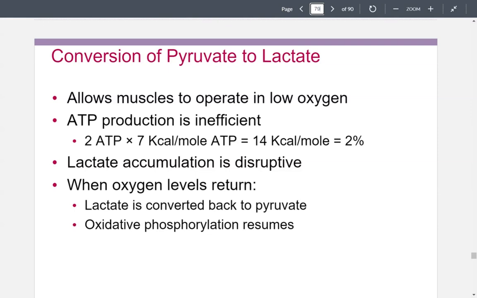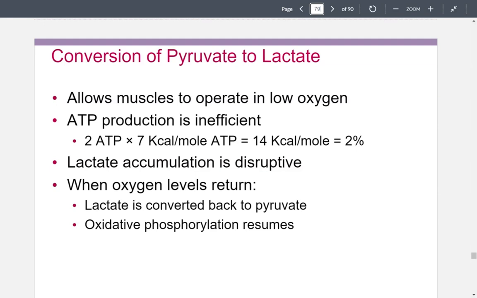As we've seen, very inefficient. It's about 2% efficiency. That lactate is going to accumulate, and that is going to be disruptive and create what we call an oxygen debt. When oxygen levels return, that lactate is going to be converted back to pyruvate, so it can then restart the Krebs cycle. However, what's first going to happen is the oxidative phosphorylation is going to resume first.